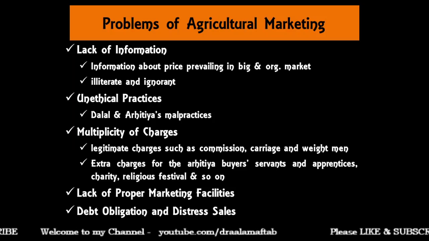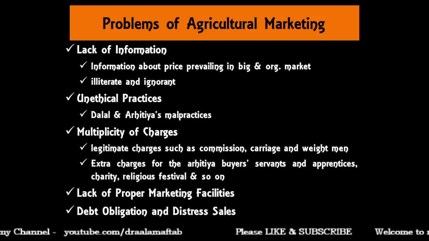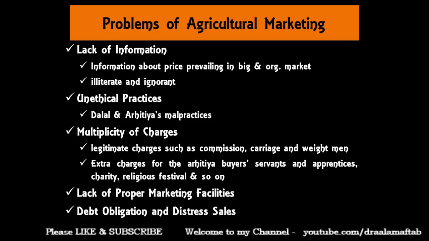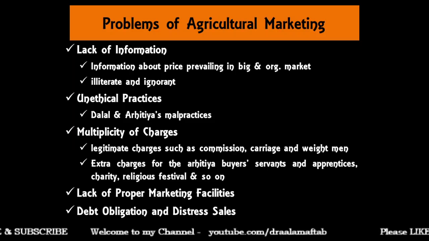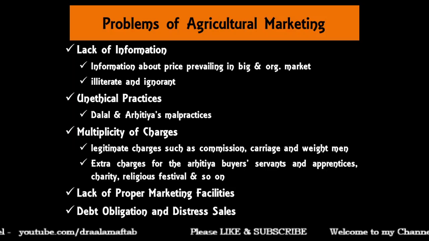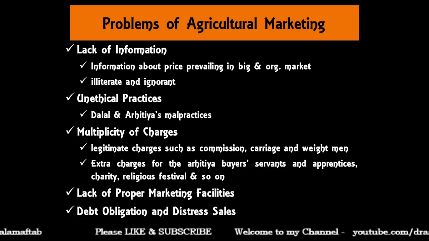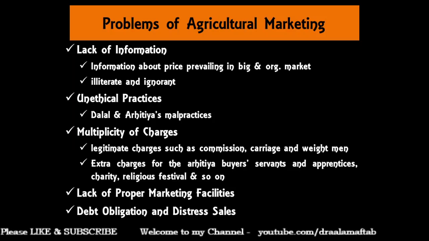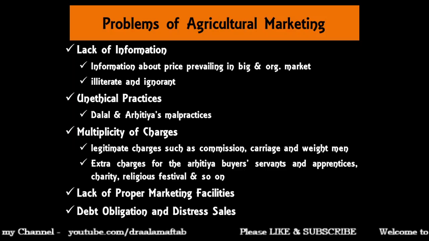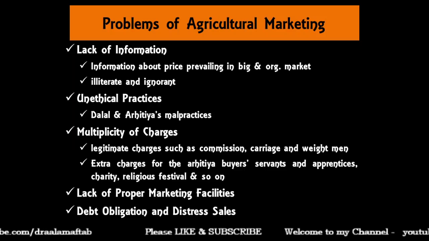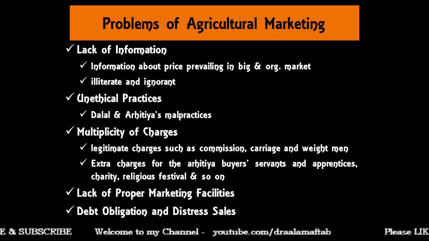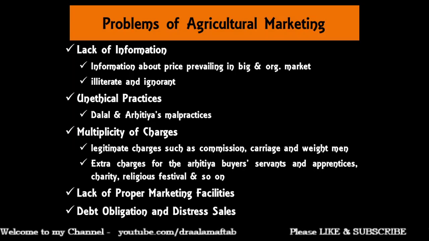And the last point is debt obligation and distress sale. The farmers are always in debt, and they sell their goods out of distress because they have to pay off the debt which they have taken from the local money lenders. So finally the average farmer is almost always in debt, so he cannot wait after the harvest to obtain better prices in future. He has to make distress sales to the money lenders or the traders immediately after the harvest for clearing off his debt. So this weakens the position of the farmers.